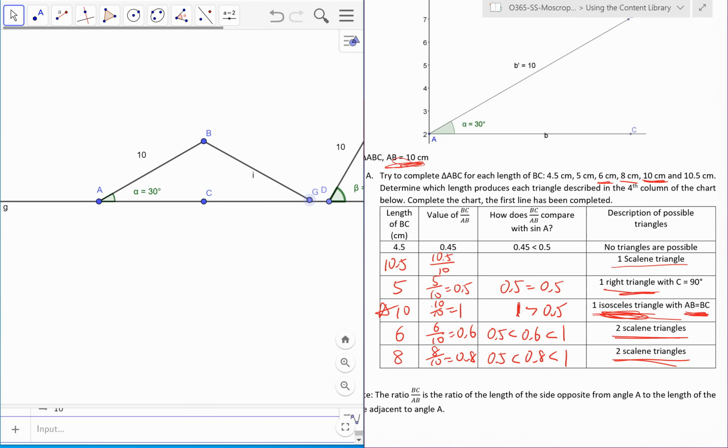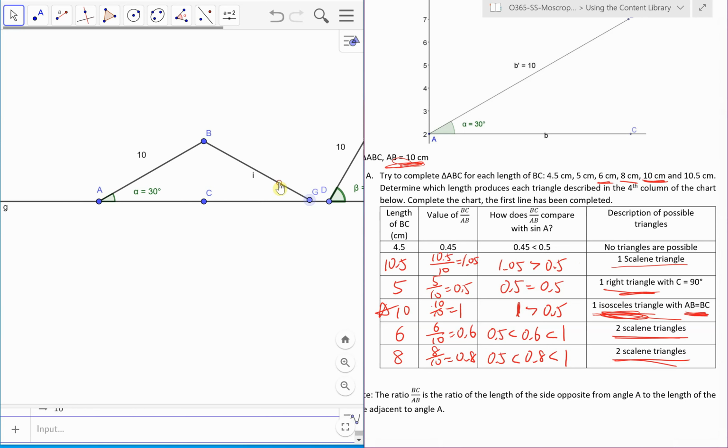10.5 divided by 10, of course, is 1.05. What am I talking about? 1.05 is clearly bigger than 1. We are comparing with the sine of A, so this is definitely bigger than 0.5. So let's see what happens here, okay?